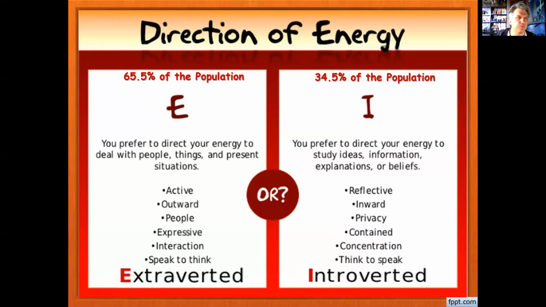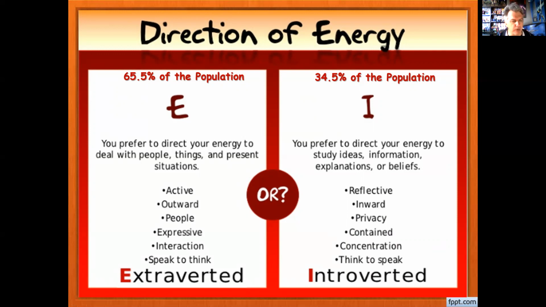Now, again, what's also important is that you'll notice your letters are not absolute E's or absolute I's. You could be majority E, majority I, or kind of in the middle as well. So there's different degrees of personality, just like there's different degrees of vision and everything else. But your first letter should be an E or an I. Are you extroverted or are you introverted?